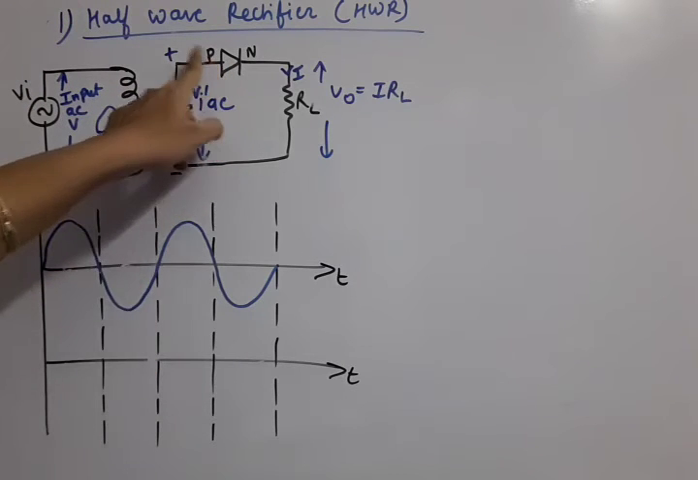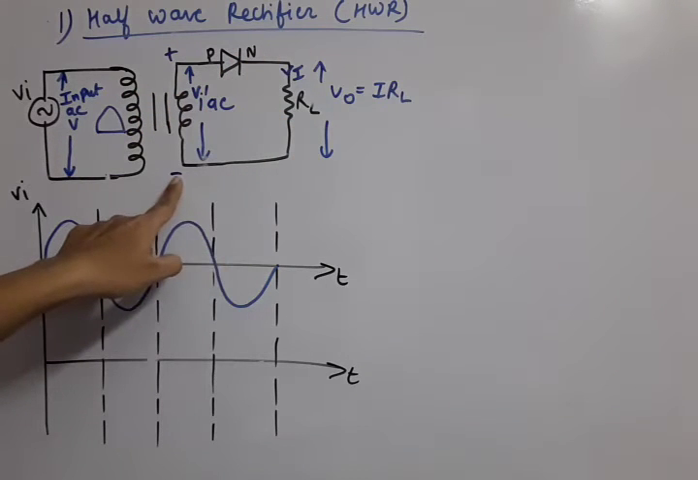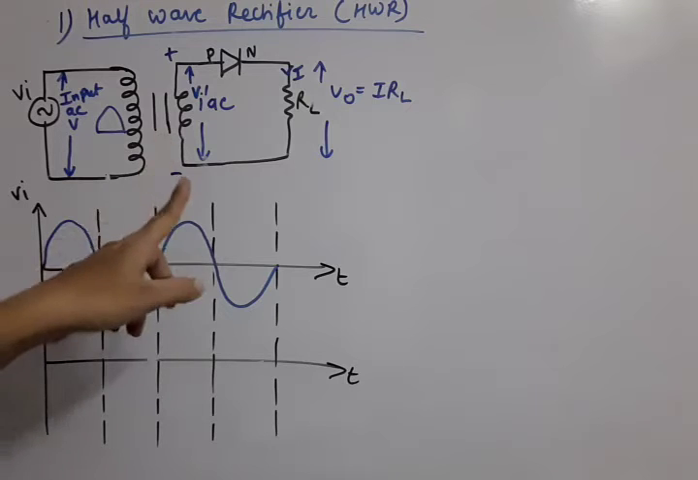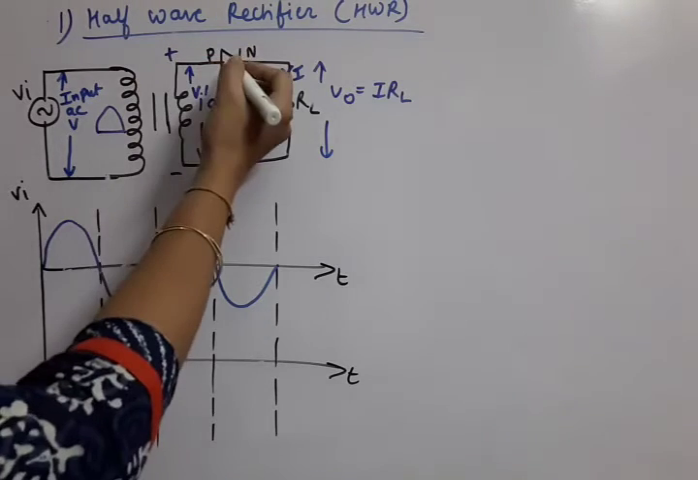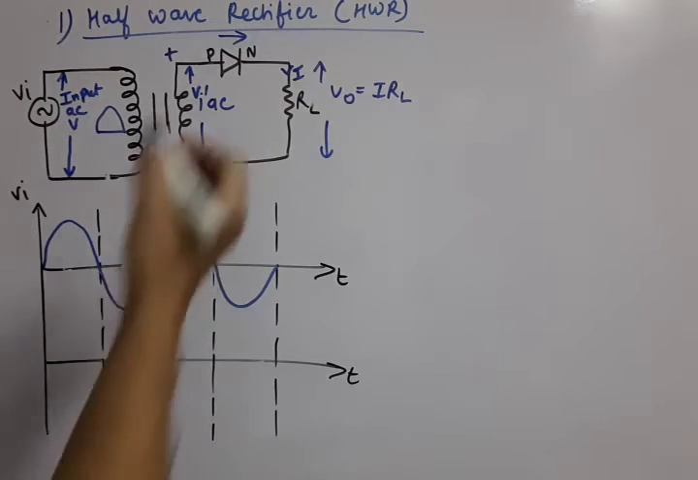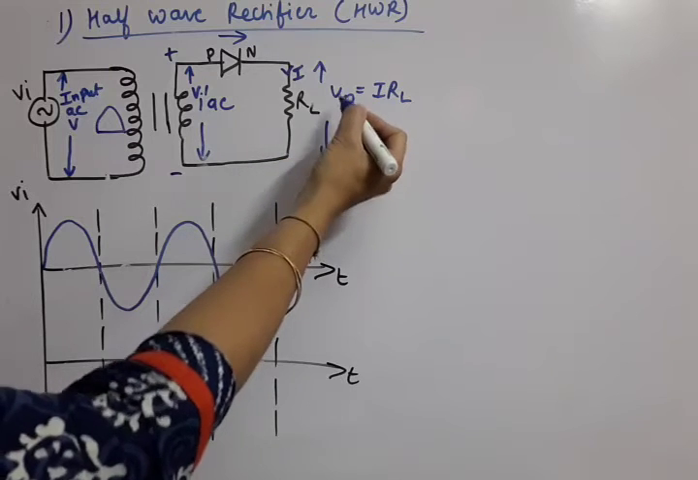You can see P is connected to positive voltage and N is connected to negative voltage. That means this is forward biasing. And in forward biasing the diode conducts. And when it conducts, always the current flows from P to N. Okay, so current will flow and it will flow through the load resistance. So this way we will get the output voltage.